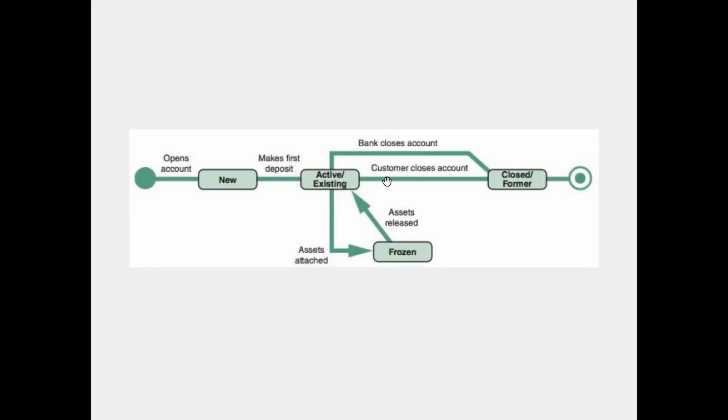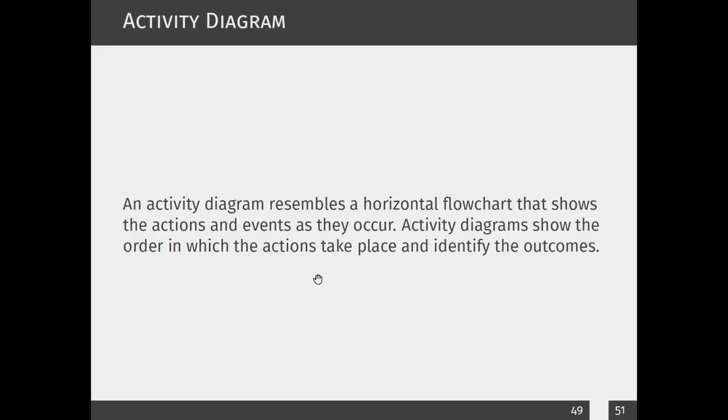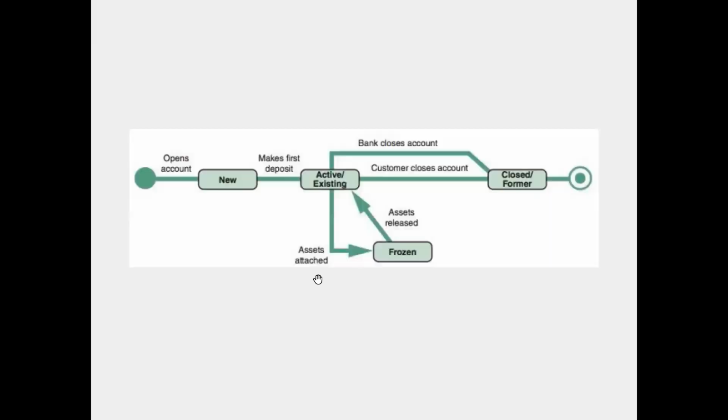Now, sometimes with accounts, you can have some assets and they can be frozen. And then once you release it, the account can become active again. Right, so this is what we call the state transition diagram.